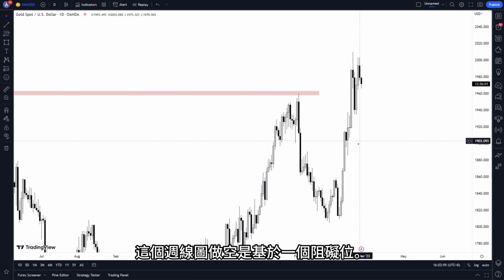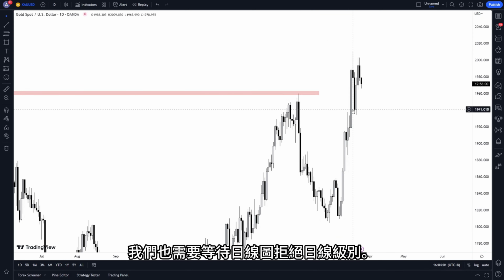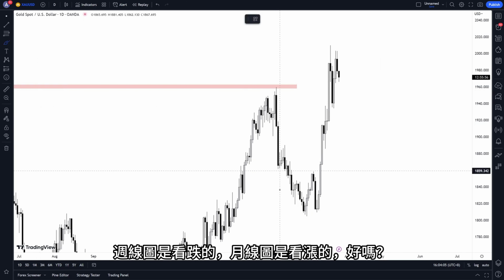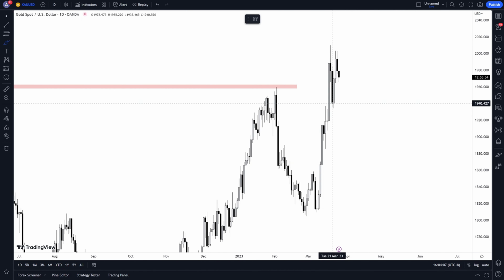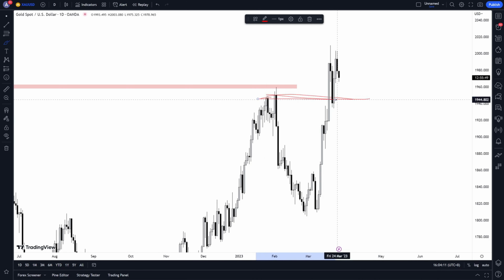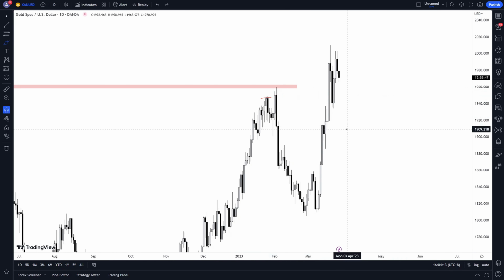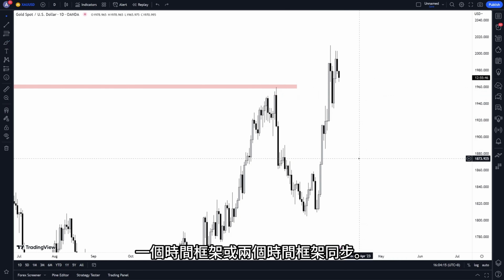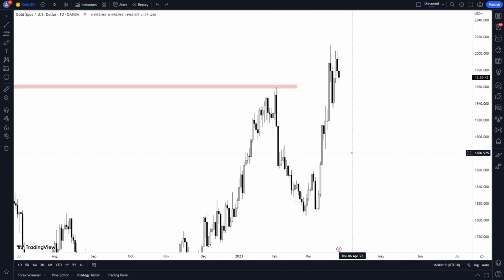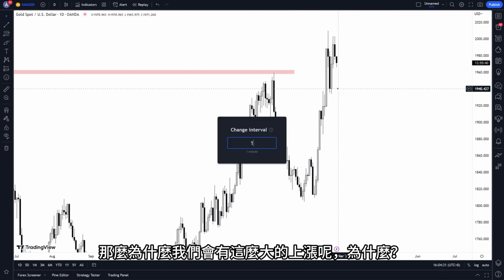This weekly sell is based on an obstacle. We need to wait for the daily to reject daily as well. This is the operation of time frames, my friend. Weekly is bearish, monthly is bullish. Okay, we need to wait for a confirmation that there's two time frames in tandem. And then we can conclude what we can conclude, and why we have this big uprise.